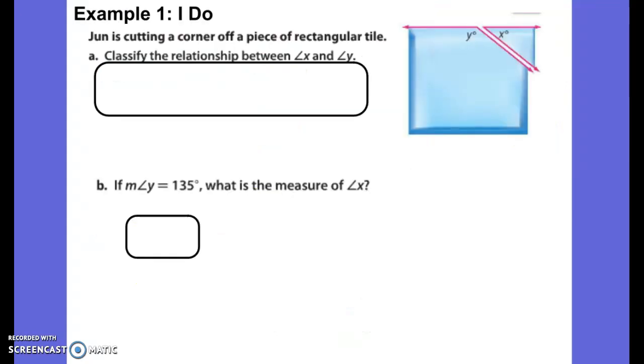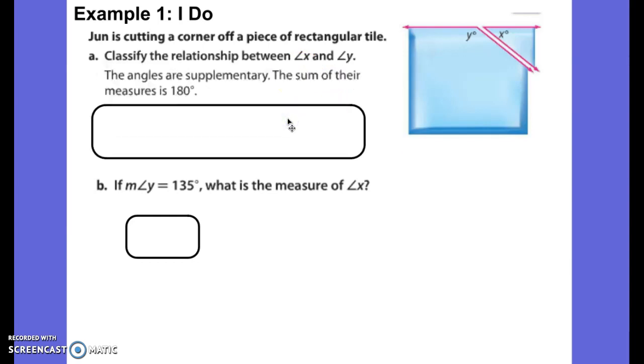Looking at this example, it says June is cutting a corner off of a piece of a rectangular tile. Classify the relationship between X and Y. Looking at X and Y, you can see that it's a straight line. Knowing that it's a straight line, going back to your vocabulary again, this is also an extensions vocabulary. You should have said that the angles are supplementary, then the sum of their measures is 180.